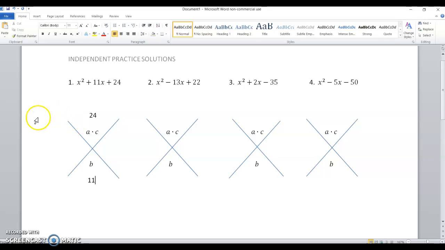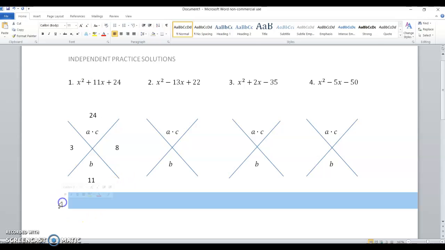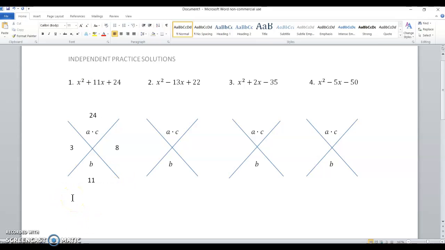So you can just kind of list the factors starting at 1 and 24. 1 and 24, they don't combine to 11. 2 and 12, 2 and 12 are 14, not 11. 3 and 8, 3 plus 8 is going to be 11, so those are two factors, 3 and 8. So down at the bottom here, we can write our answer in factored form. Pretty much just two parentheses and put an x in front of each one. X plus 3 and x plus 8. And if you notice, if everything's positive, then you're just going to have two positive factors.